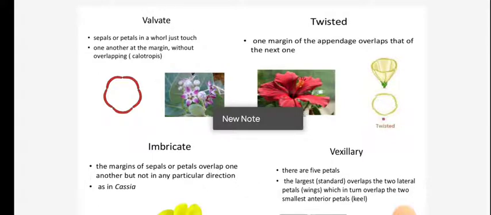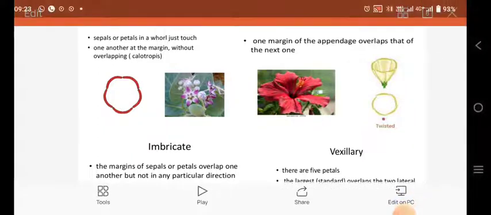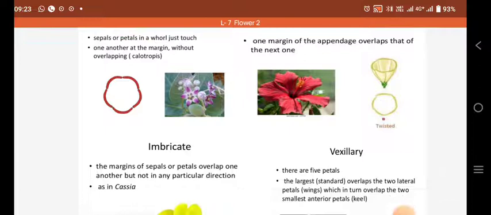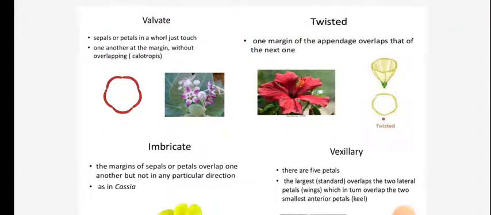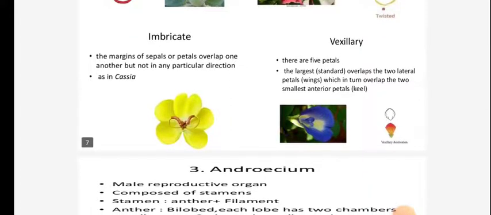So it is a good example. Second, twisted: the appendages overlap each other, to the next one. Third, imbricate, we have seen: the sepals or petals overlap one another but not in any particular direction. Cassia fistula is another example.